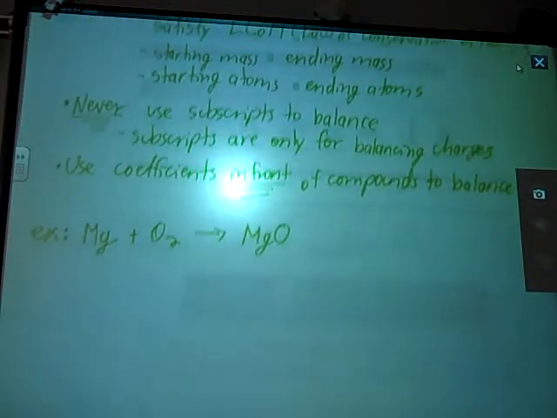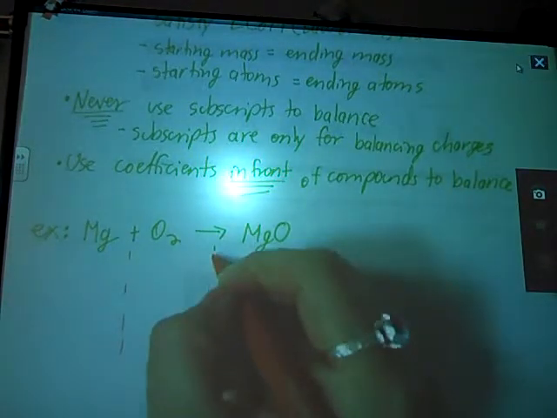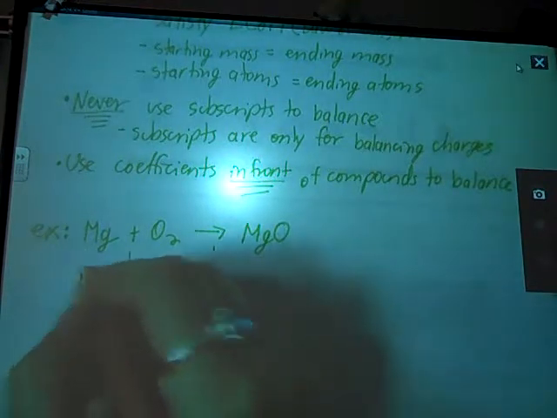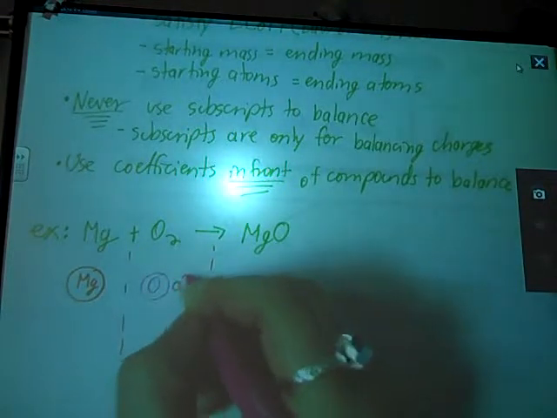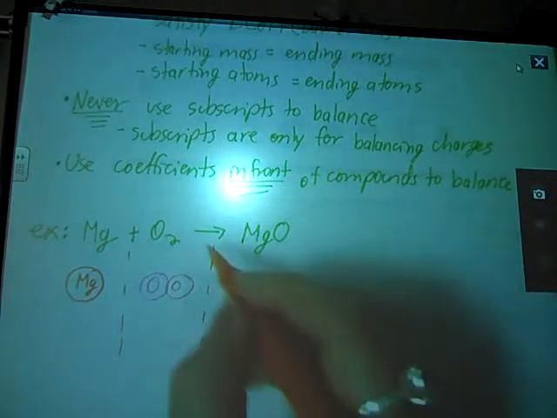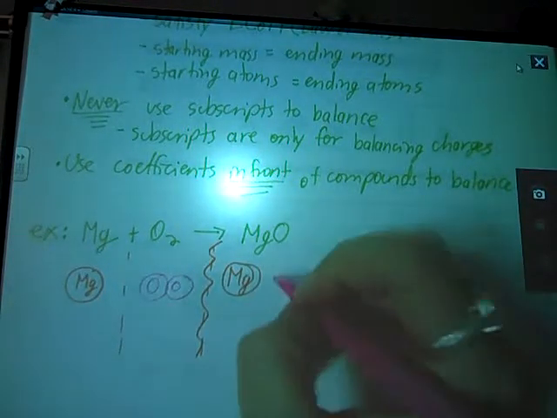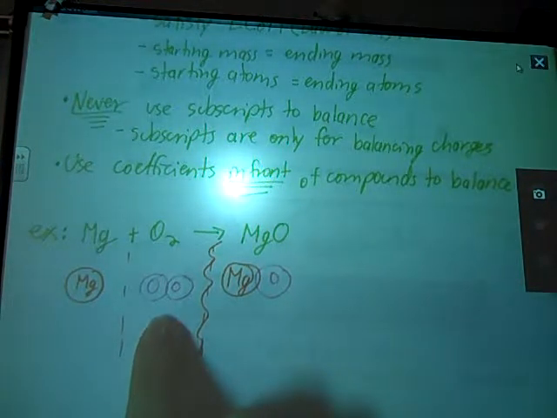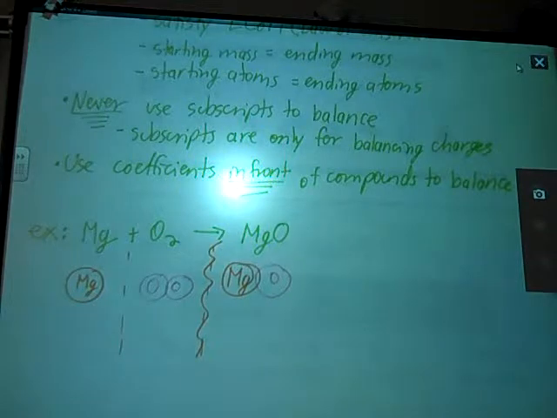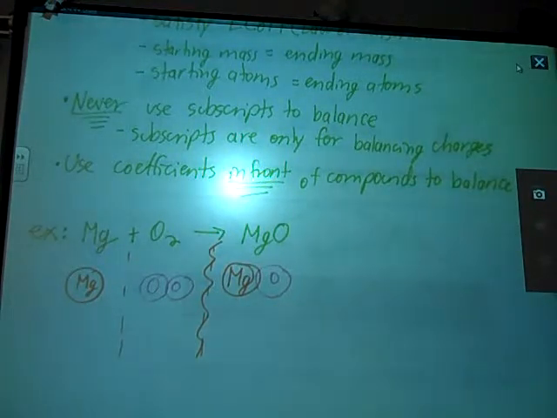For example, here I have 1 magnesium. I'm going to use my drawing method here. I have 1 magnesium, 2 oxygens, and then over here on the product side, I have 1 magnesium and 1 oxygen. Notice, 2 pinks on the left, 1 pink on the right. Not okay. I can't have atoms popping in and out of existence. So, in order to fix that, I need another oxygen over here on the left-hand side.